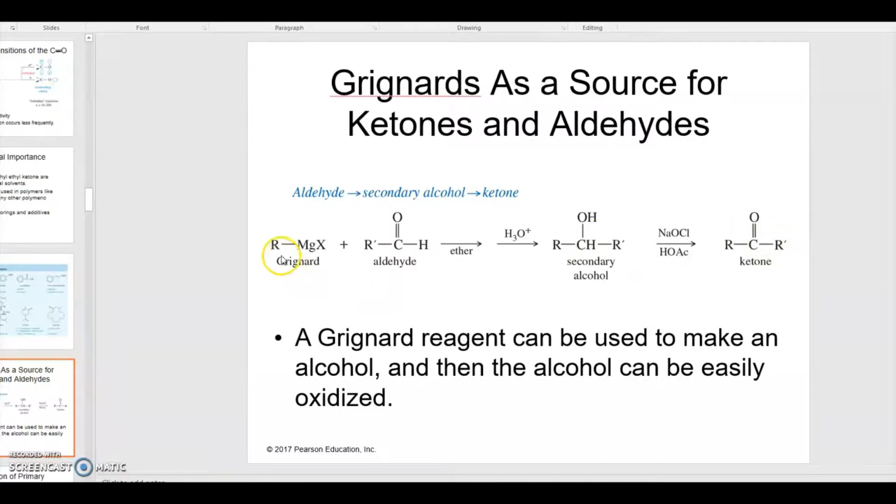You could use Grignard reagent, and then, for aldehyde, you could use formaldehyde, do acidification, and then you're going to get primary alcohol. And primary alcohol can be treated with a mild oxidizing agent like PCC to change it to an aldehyde.